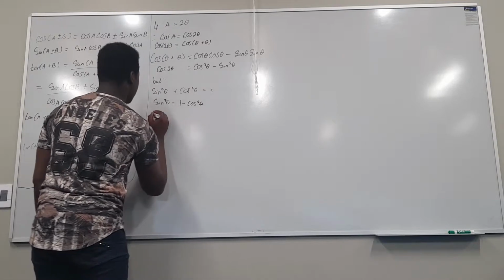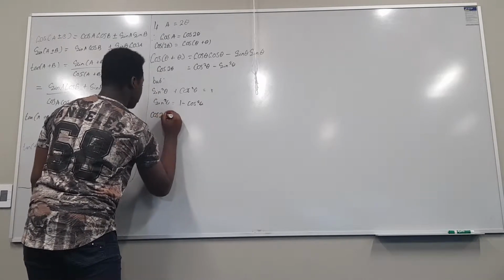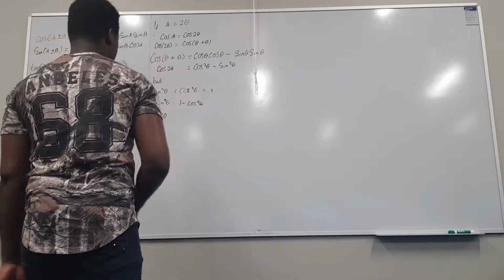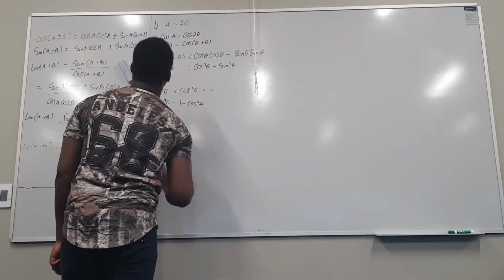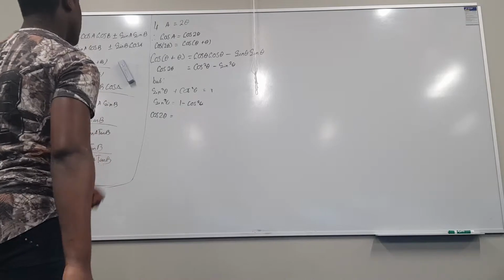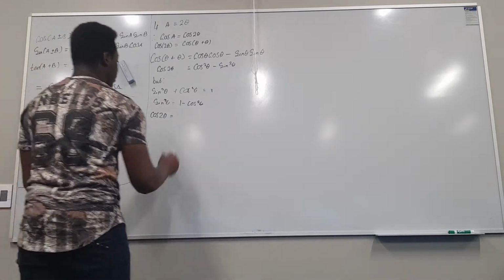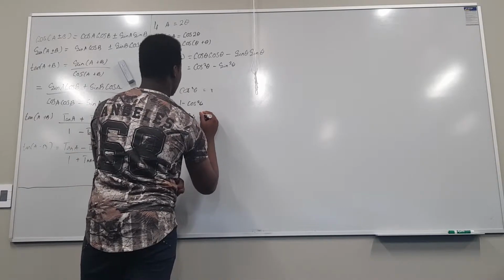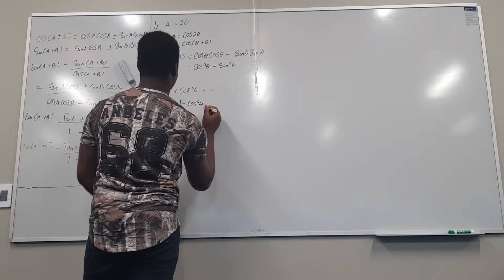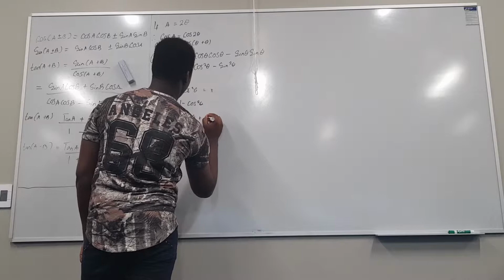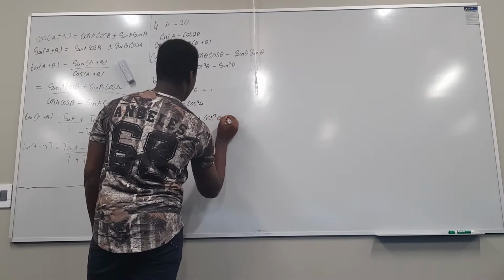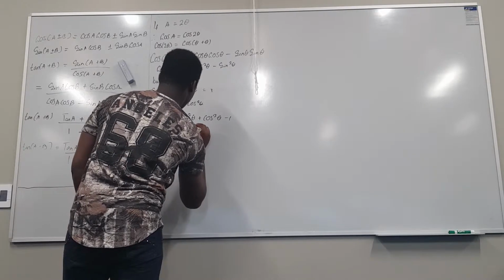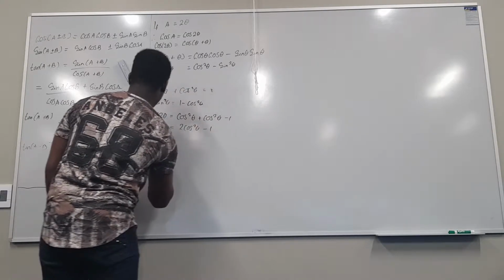Right, so cos of a double angle is equal to cos squared theta minus, well, plus cos squared theta minus 1, and that's equal to 2 cos squared theta minus 1.